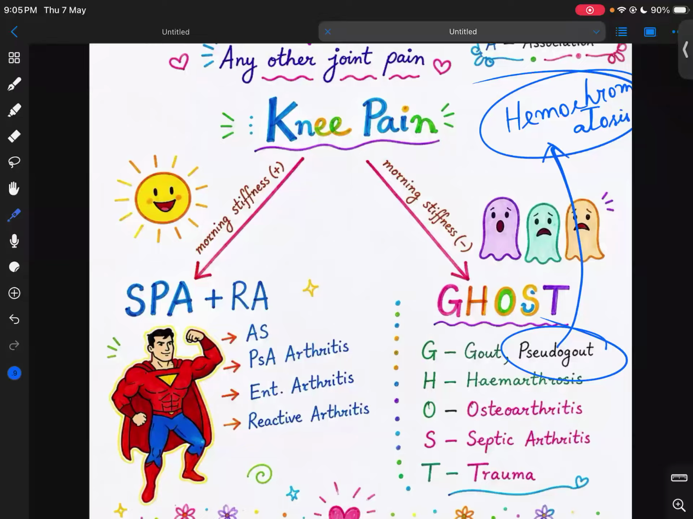Okay. So to rule out hemarthrosis, we have to ask the family history, whether there is any family history of bleeding issue. Typically, there will be positive family history because it is a case of hemophilia.